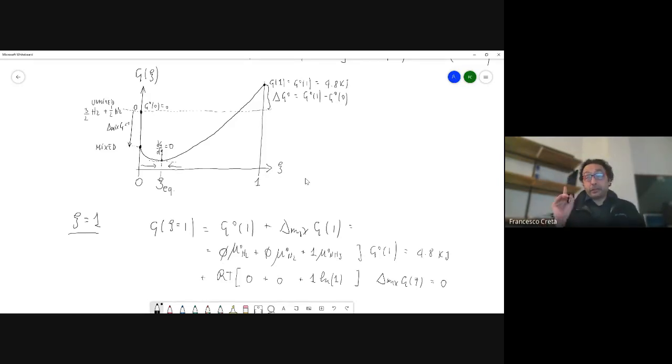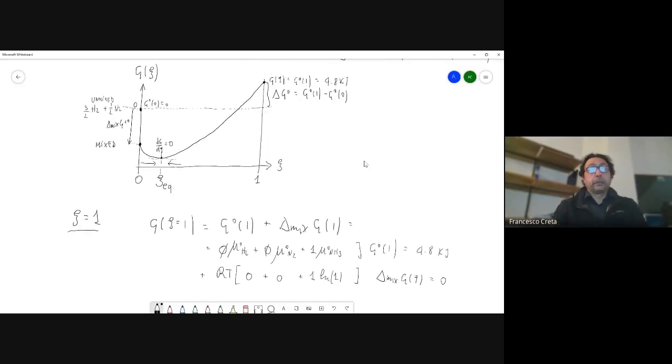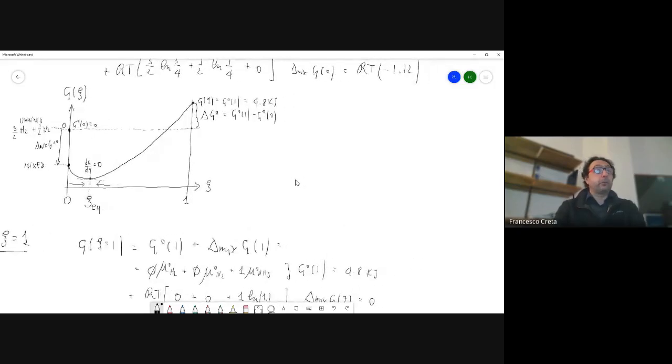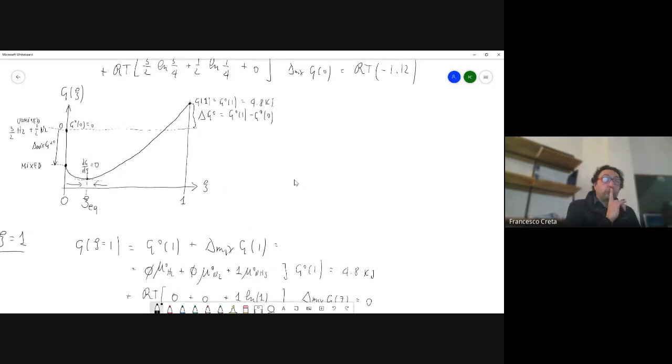Give me just 1 minute, because remember that I gave you the value of mu0 for the reactants and the product at 2 different temperatures. I used here the values at 500 Kelvin. What happens if we do the same, okay, at 298 Kelvin?